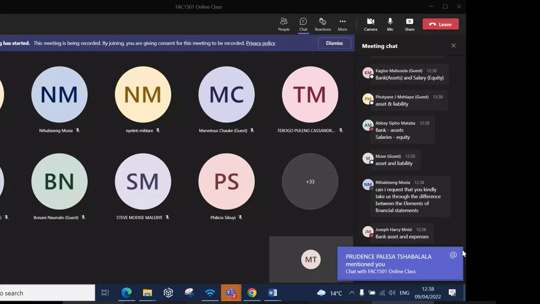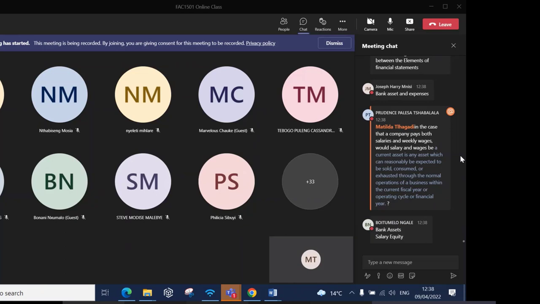Let me answer, I've got a question from Prudence. The company pays both salary and weekly wages. Would salary and wages be a current asset? A current asset is any asset which can reasonably be expected to be sold, consumed, exhausted through the normal operation of the business within the current operating cycle and financial year. So basically, salaries and wages are all expenses. They're not assets. Salaries and wages are expenses of the company. Prudence, I hope that answers your question.